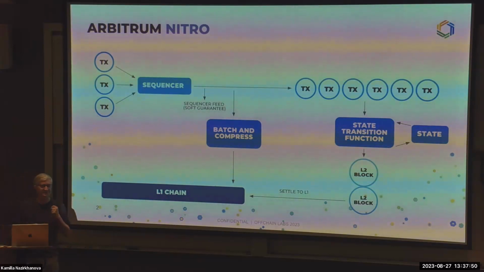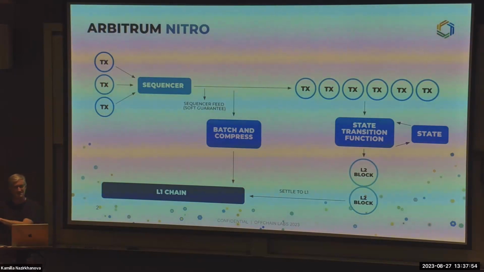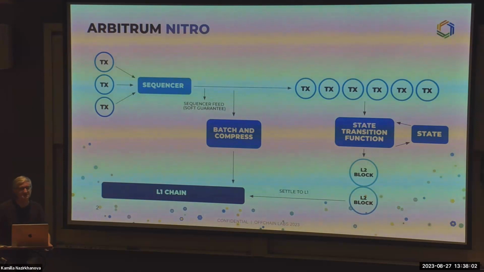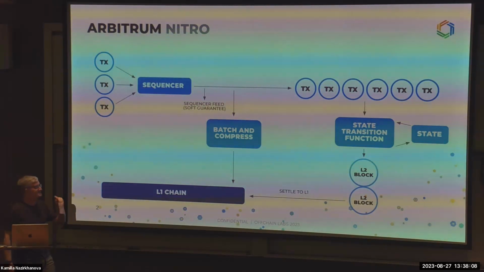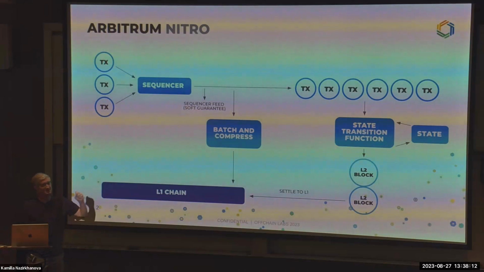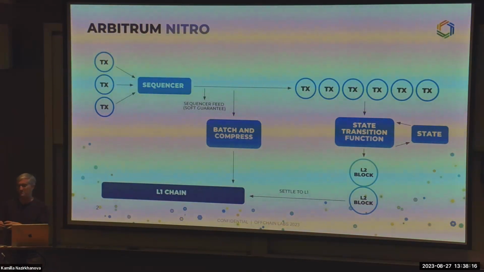The state transition function takes the state of the chain and one transaction, and it updates the state and produces an L2 block. And then finally, down here on the lower right, we have the settle to L1. This is the all-important fraud-proof component, which is settling the results. Because the state transition function is deterministic and the transaction sequence is canonical, everyone can compute for themselves what the state of the chain is and what the history of the chain is.